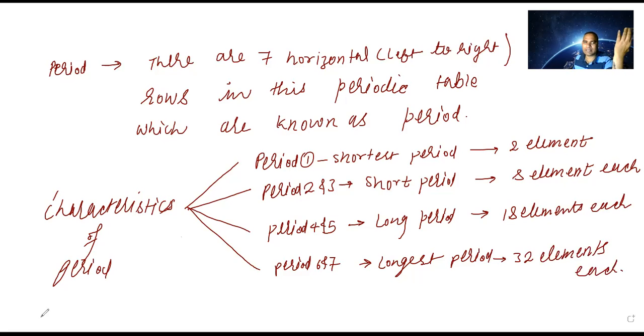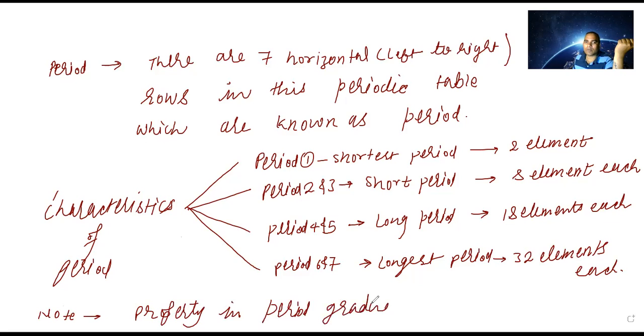Those are the characteristics. Now the note is: property in a period changes gradually. It is not the same, it changes gradually. In a period, properties are not going to be the same. They are going to change. So property in a period gradually changes.